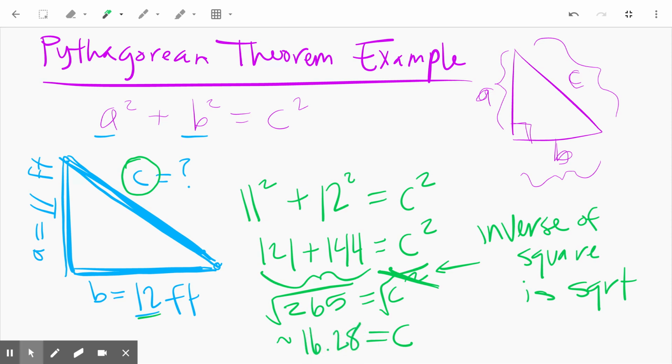So now we know that the length of this side of our ramp, maybe we're trying to figure out how long the pieces of wood we need are for our ramp, it's going to be 16.28 feet long. Okay, so there's a quick example of Pythagorean theorem.